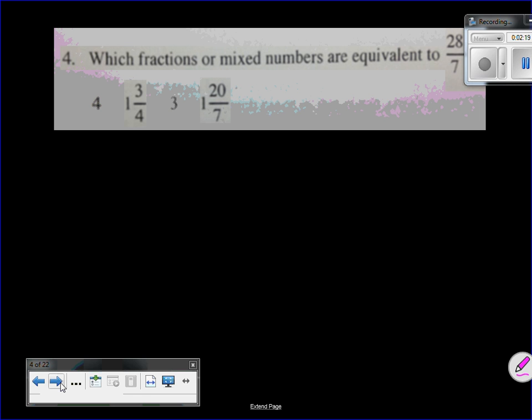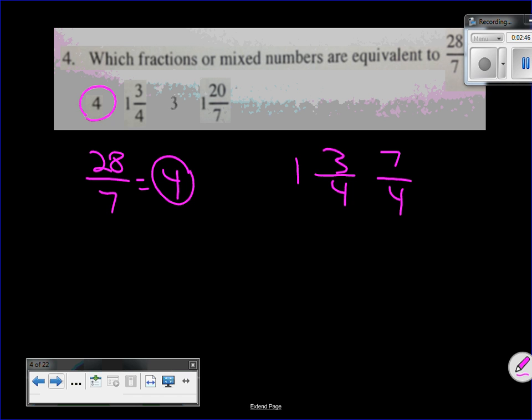Which fractions are equivalent to 28 over 7? Just like our review we had yesterday, let's take a look at how we're going to do this. 28 over 7, how many 7s go into 28? Exactly 4 go. So we know 4 is going to work. Okay. So let's take a look at 1 and 3/4. If I have 1 and 3/4, kids, 4 times 1 is 4 plus 3, it's 7 over 4. That is not 28 over 7. So we know that doesn't work. We know 3 doesn't work. Let's take a look at this last one here. 1 and 20 over 7.